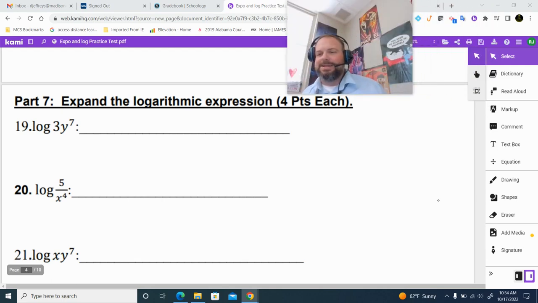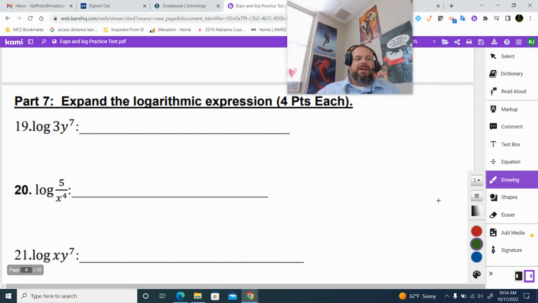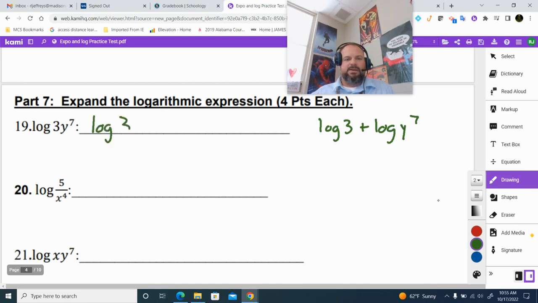So, expanding this, okay, because this is multiply, I can write this as log 3 plus log y to the 7th. Okay, and to finish that up, we would just bring that 7 in front like so, just going with the properties that we have.